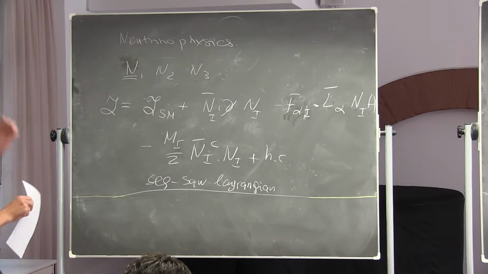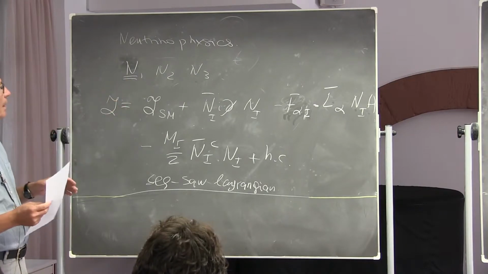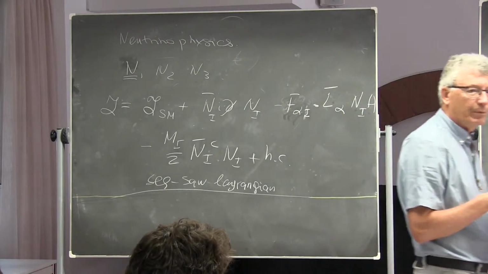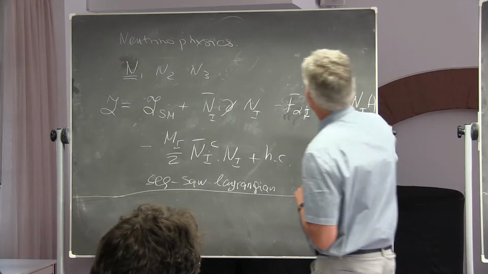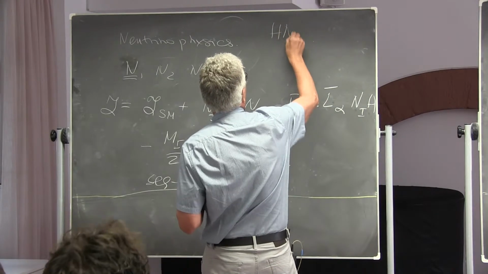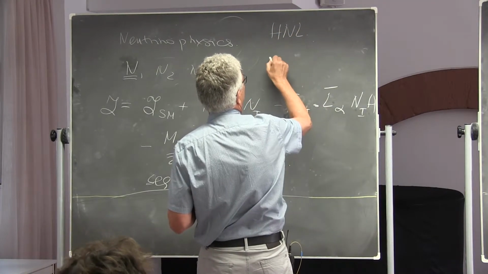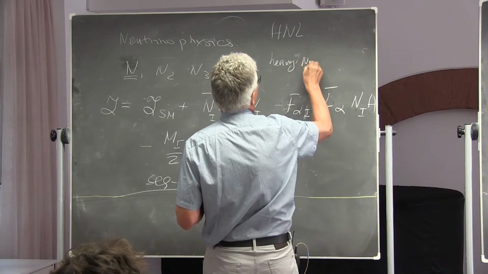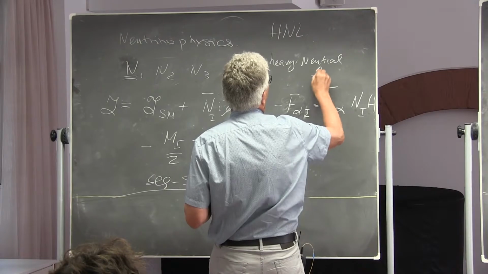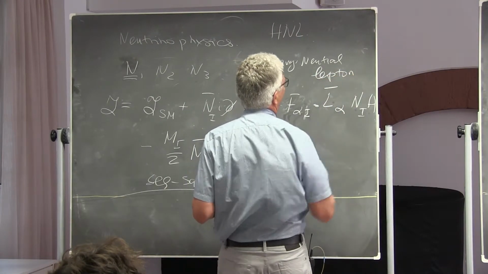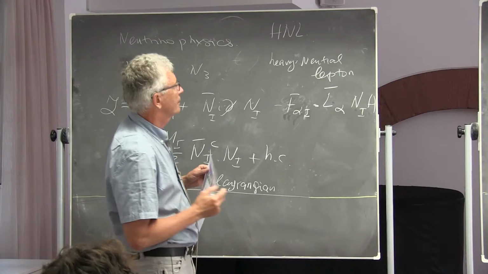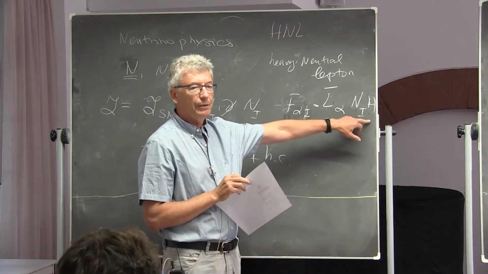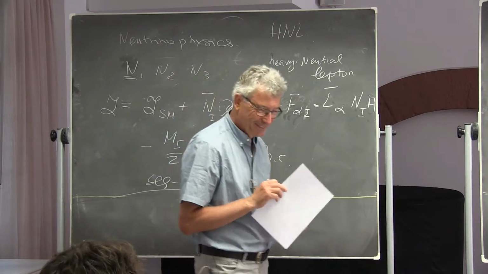For these particles N, there is a name which you find in the Particle Data Group. They are called HNL, and HNL stands for heavy neutral lepton. It's easy to remember this name: if you look at the Yukawa coupling, you just see H and L.